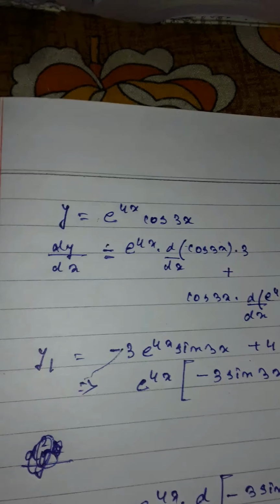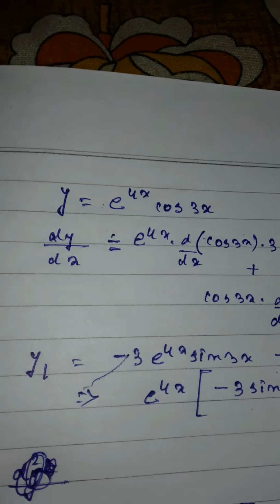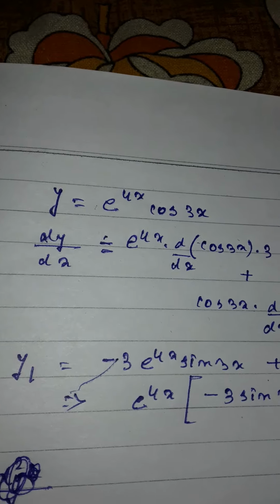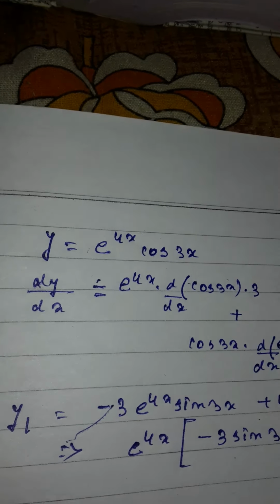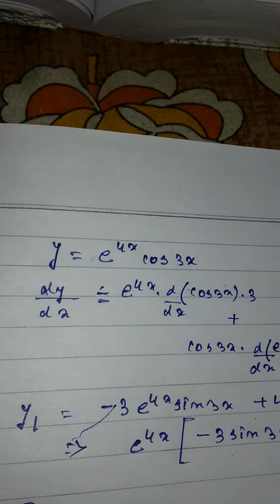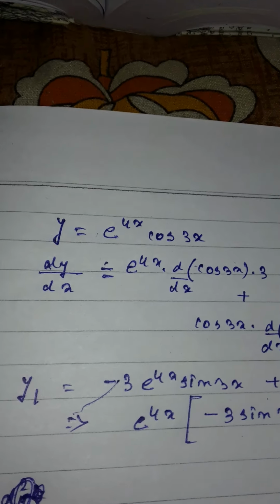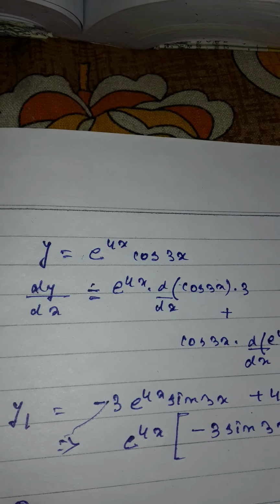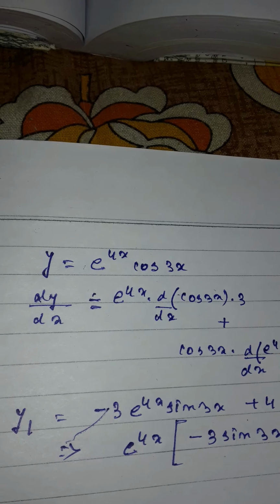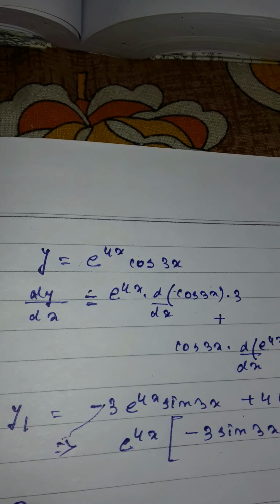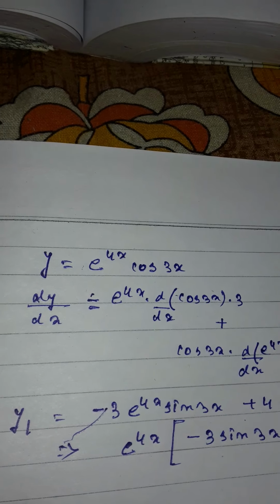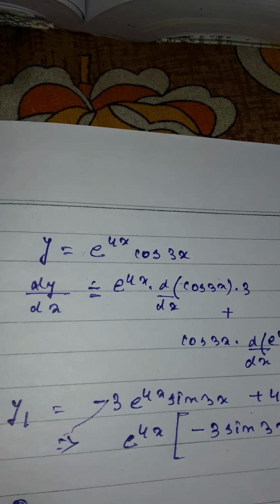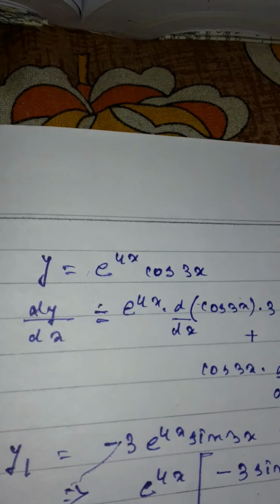So guys, we are doing double differentiation and the question is: given that y equals e^(4x) cos 3x. We have to do the double differentiation of this term, which means we have to differentiate it twice. So let's start the calculation.